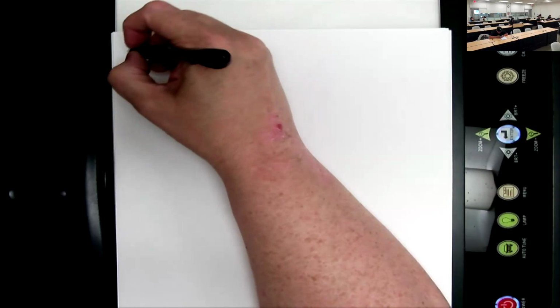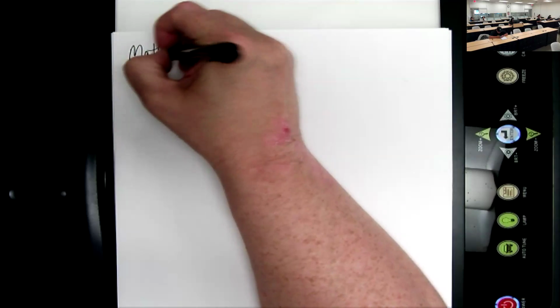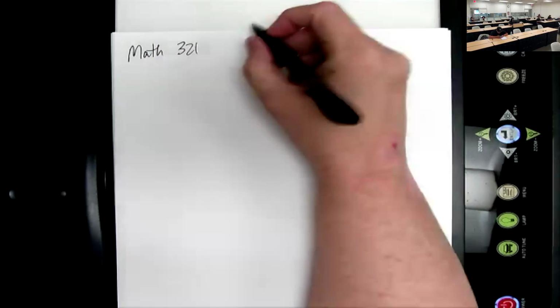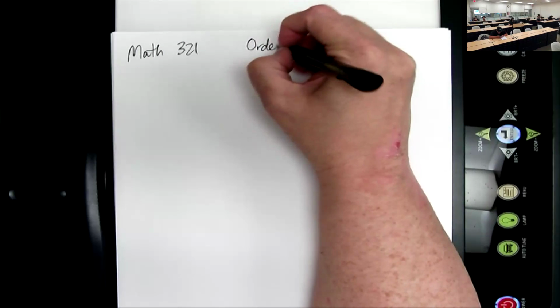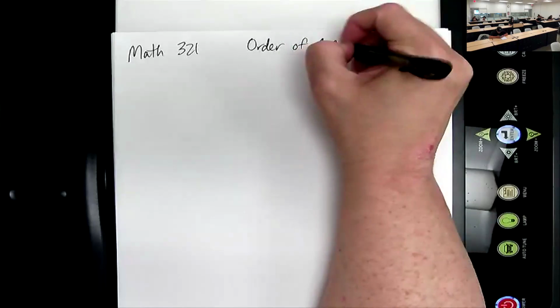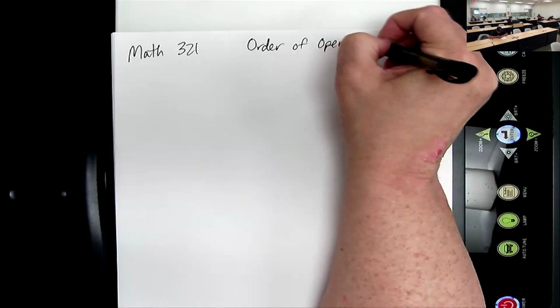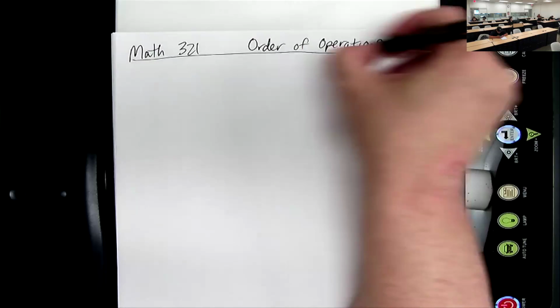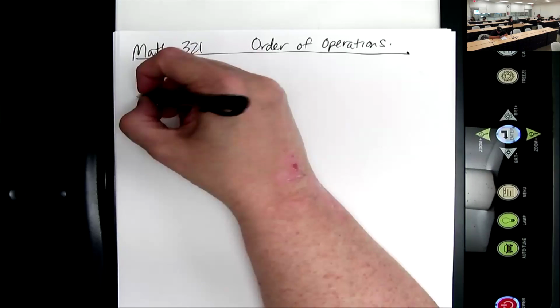But what we're doing today, Math 321, is we are looking at order of operations. And we use the acronym PEMDAS.